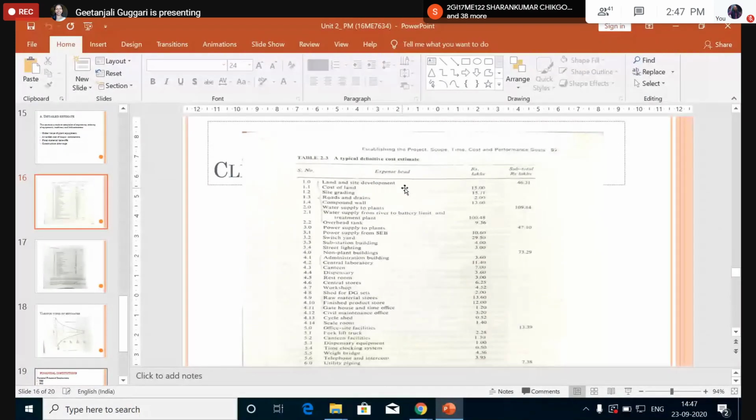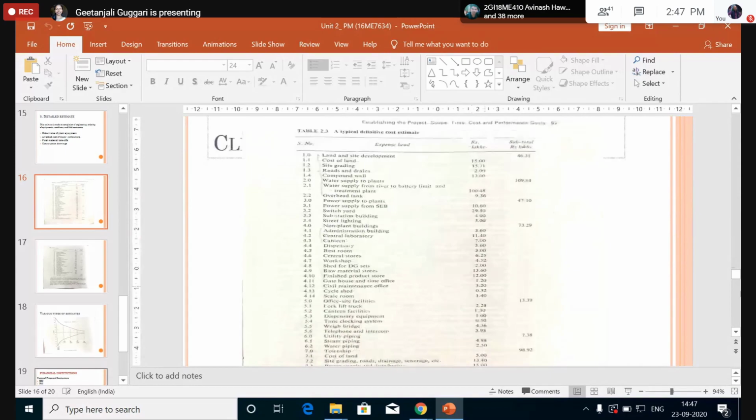So the water supply to plants, the water supply from the river or from other sources, overhead tanks, power supply to the plant, and so on, so many costs. It is just an example, you need to go through all the breakdown of the works. The cost estimation needs to be done in detail. That is what I wanted to show you.